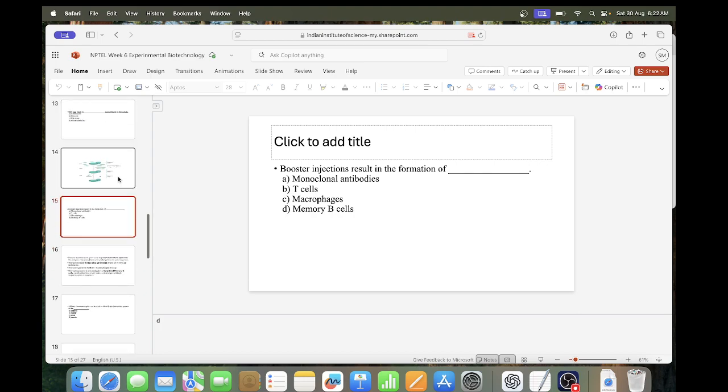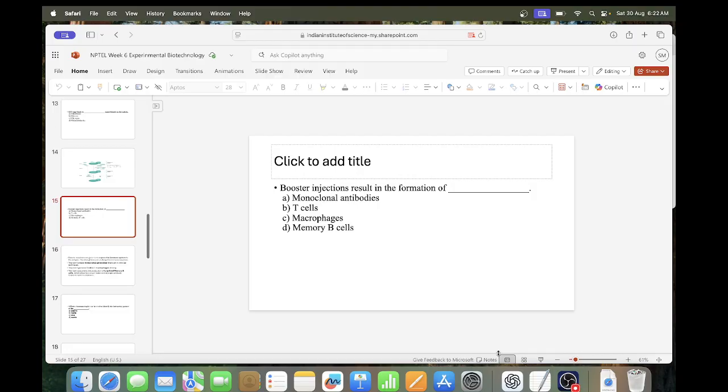The next question is, booster injections result in the formation of dash. Option A, monoclonal antibodies. Option B, T cells. Option C, macrophages. Option D, memory B cells. So to start with, for this question, you can tell me what booster injections are and when these injections are given. Then we look at the different options that are given here.